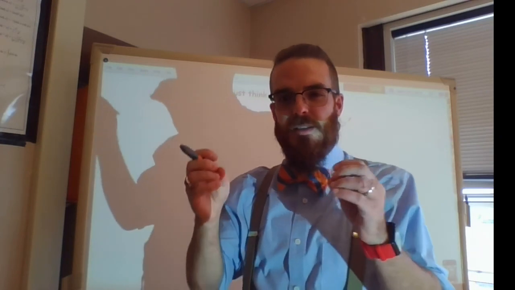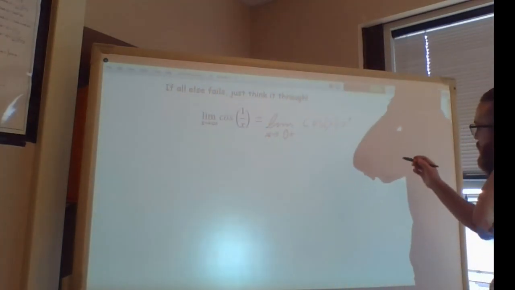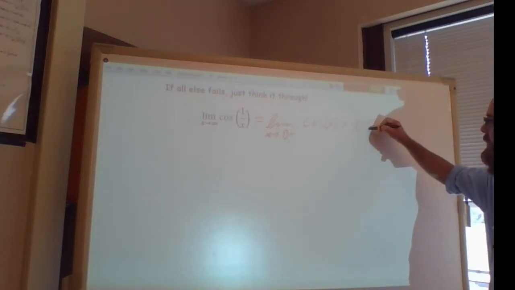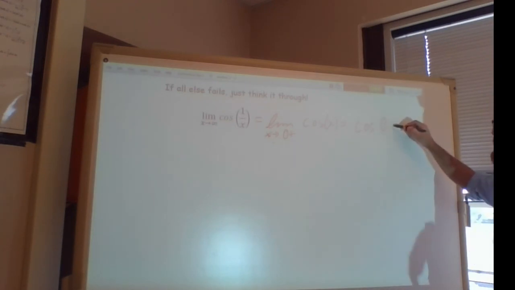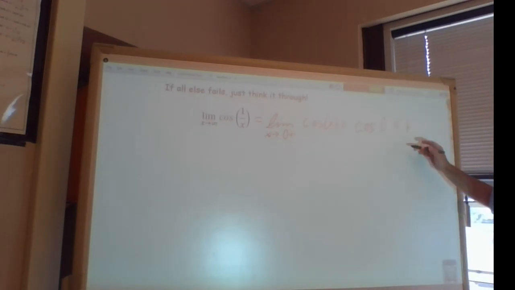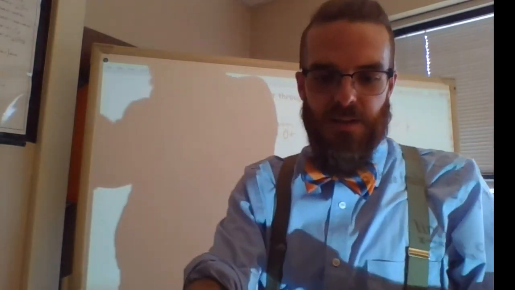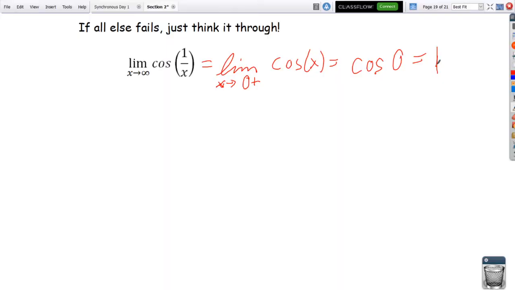Since cosine of x is the same from the left or the right, this is just going to be cosine of 0, which is equal to 1. I don't really like this approach. This one's just a little bit too weird for me. So I just like to sub in the infinity and get the cosine of 0 right off the bat. But it's up to you. You might be different from me.